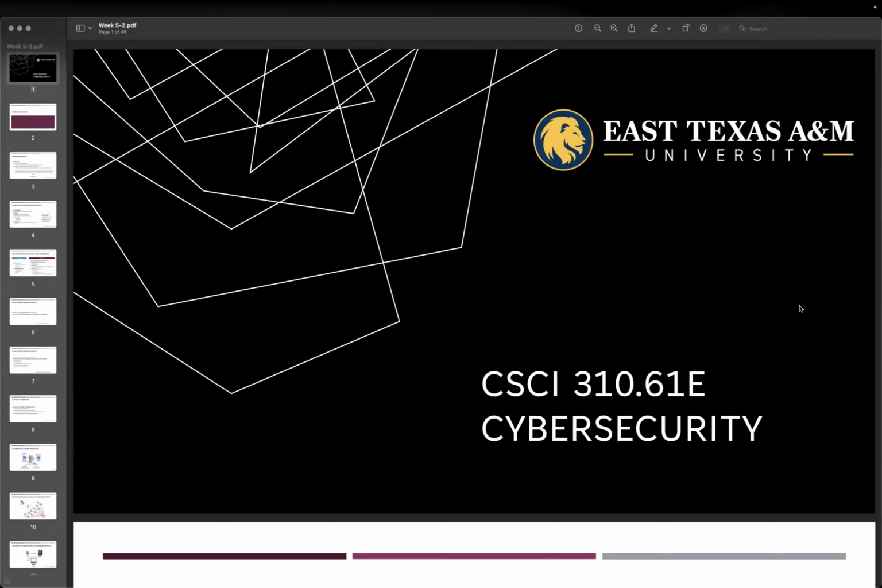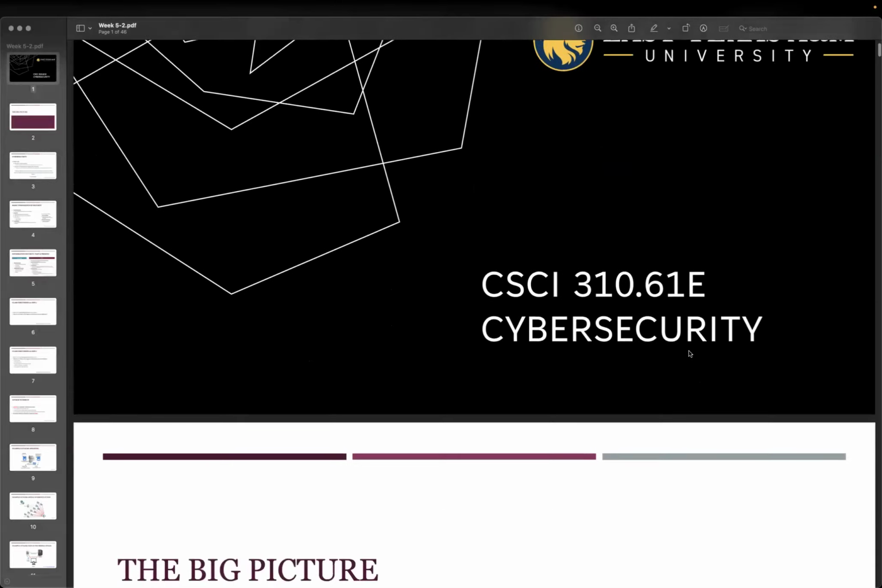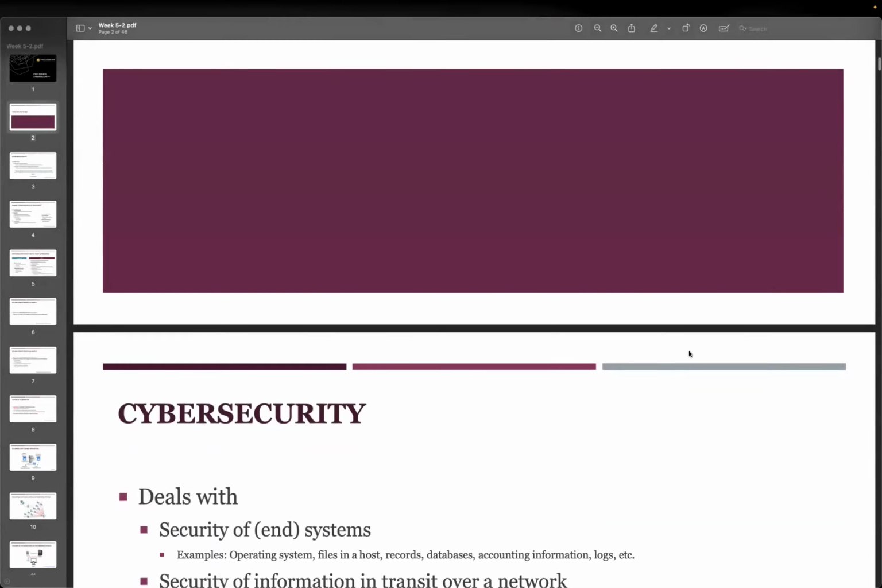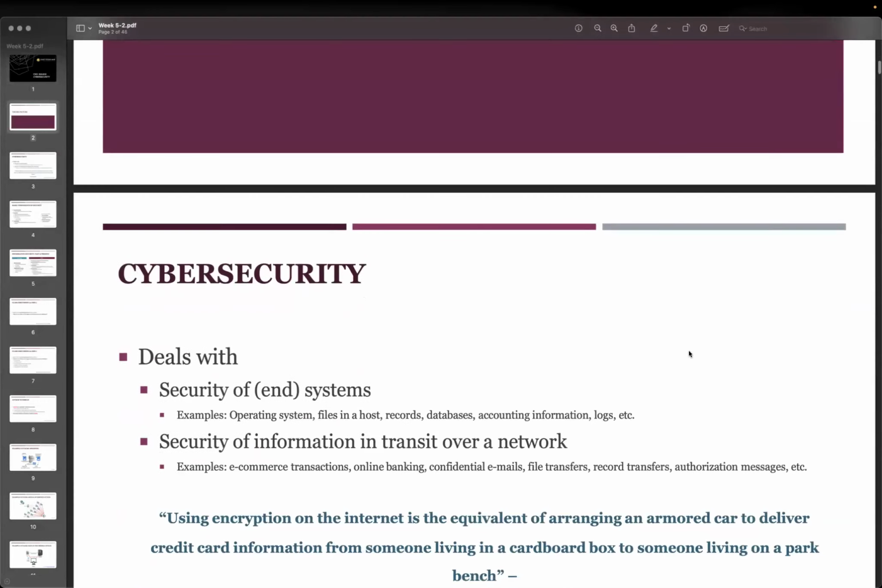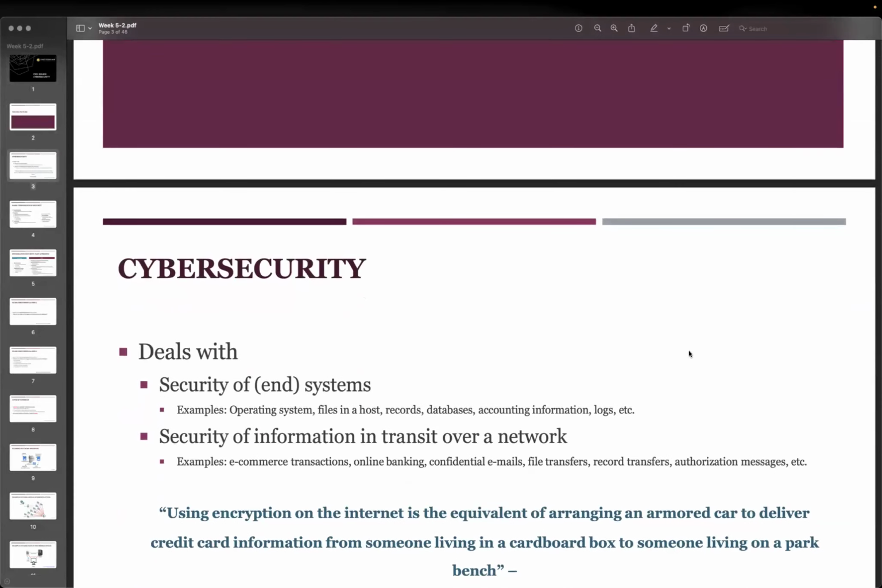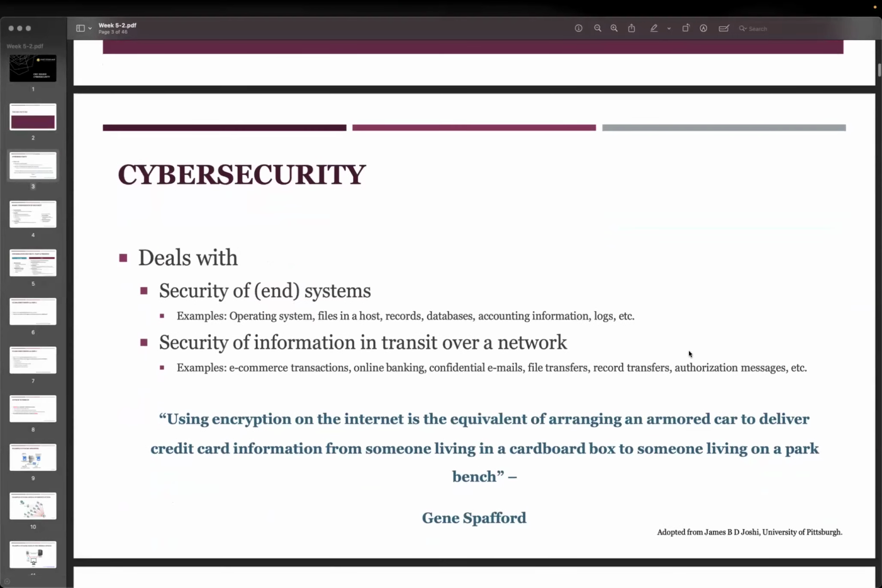Right now we are talking about our CSCI 310, cybersecurity, and today we will move on to the lecture part. We will talk more about what cybersecurity is, like the definition and the CIA. For cybersecurity, we always need to deal with two things.